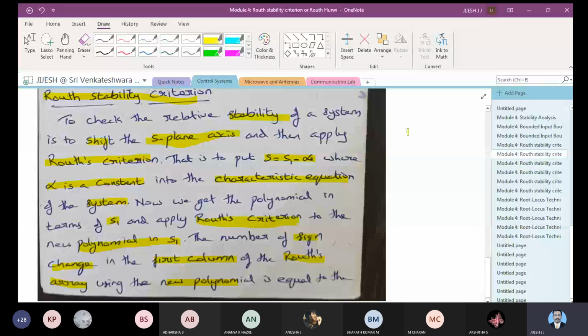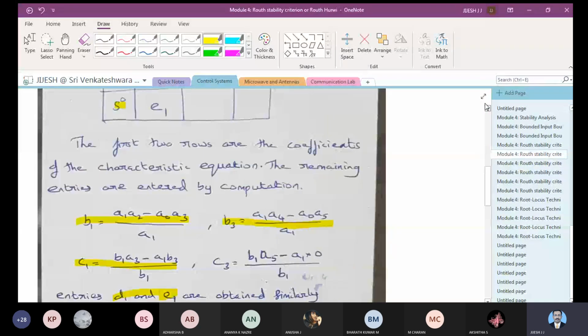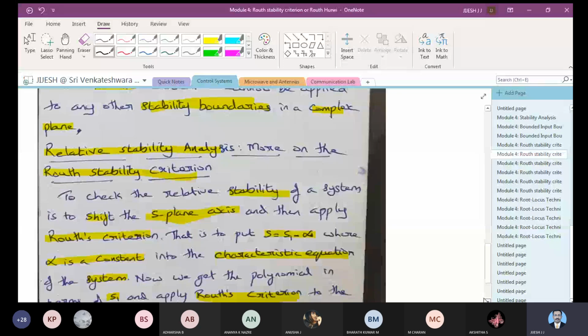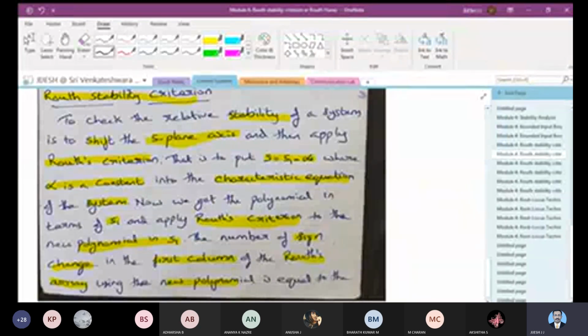This is the first column. You will see whether there is any sign change. For example, here it will be plus, here it will be minus, and again this is plus. So there will be a sign change. All those things we are going to discuss further. When you do some examples, it will be more clear for you. You can note down these things, and then we will move on to further explanation.